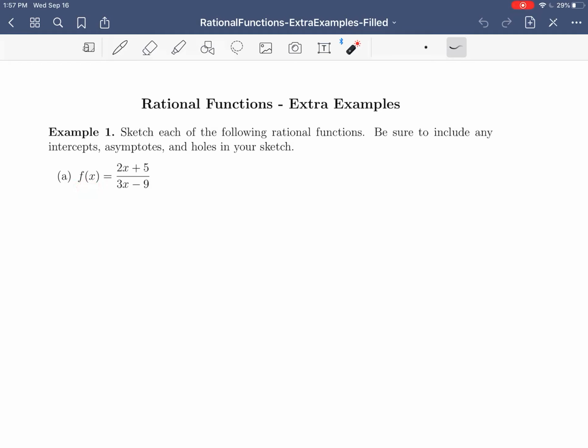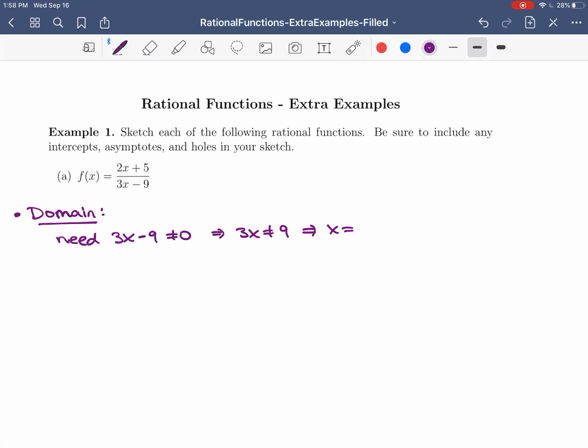So f of x is 2x plus 5 over 3x minus 9. The first thing we always want to do when we're sketching anything is think about the domain. We cannot have the denominator being 0, so we need 3x minus 9 to not be 0. That means 3x should not be equal to 9, which means x should not be equal to 3. So the domain is x not equal to 3.